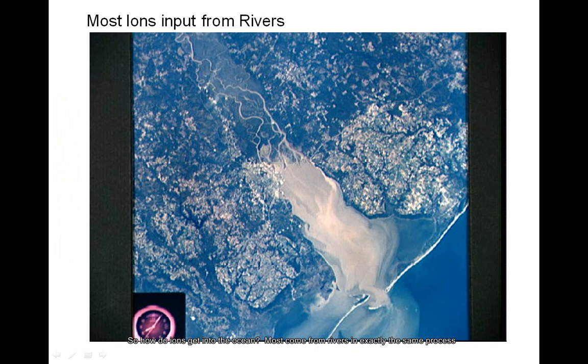So how do ions get into the ocean? Well, most come from rivers in exactly the same process that puts terrigenous sediment into the ocean. When rocks and minerals from land are broken into pieces by erosion, some of the rocks and minerals dissolve and are carried into the ocean by rivers.